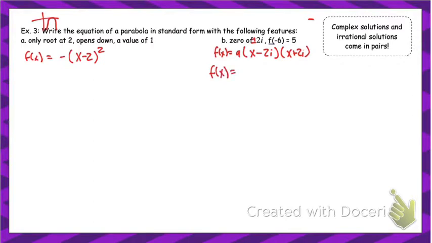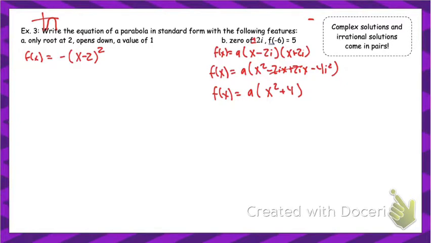Then I can FOIL this out. That would be x squared minus 2ix plus 2ix minus 4i squared. Minus 4i squared we know is really just plus 4. Those middle terms cancel out, and then I have x squared plus 4.